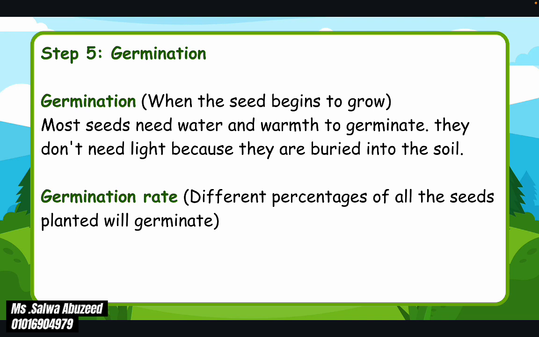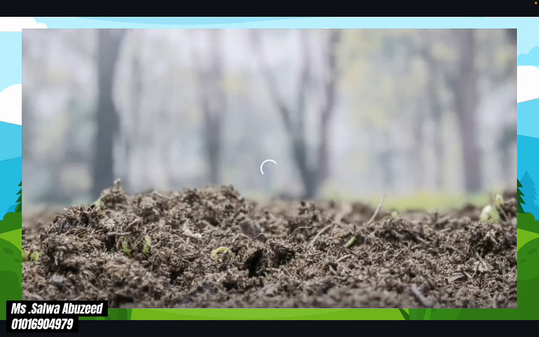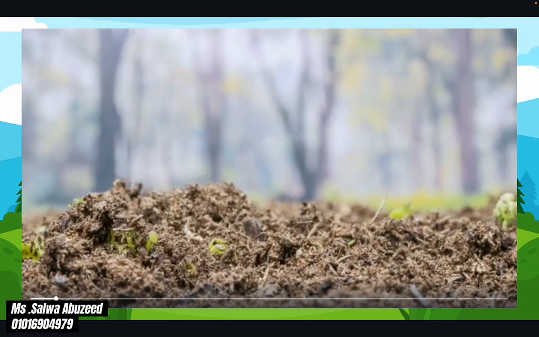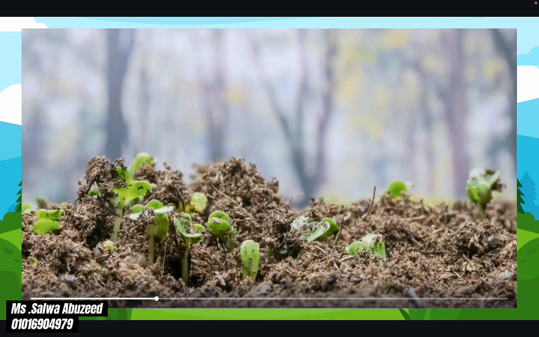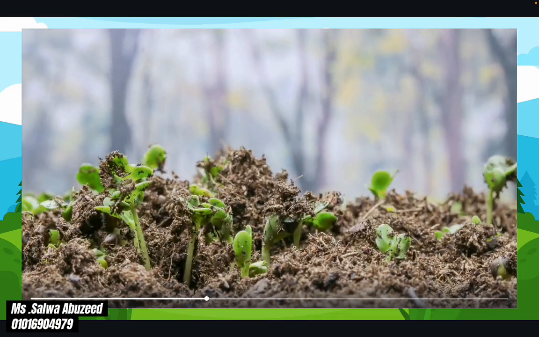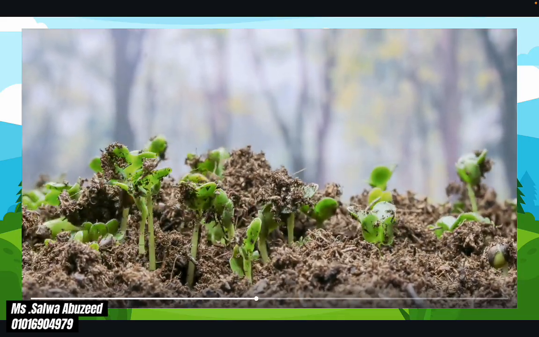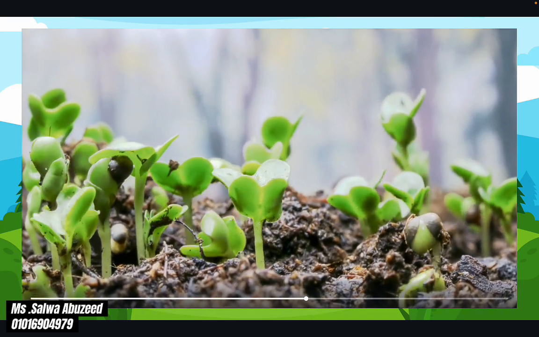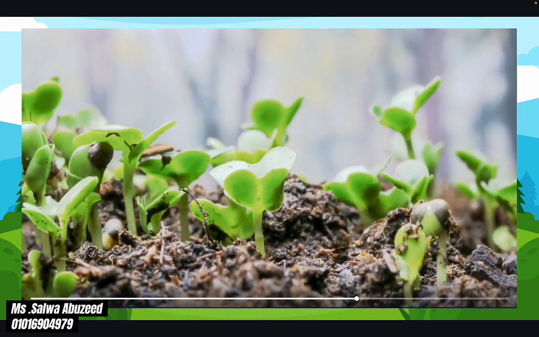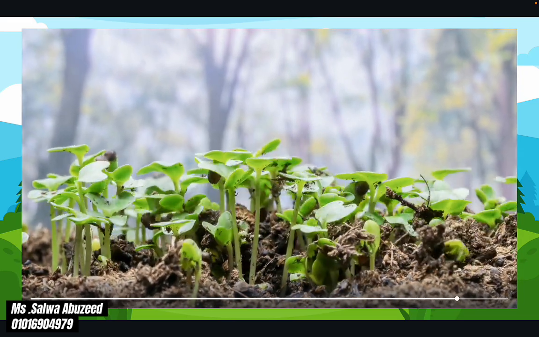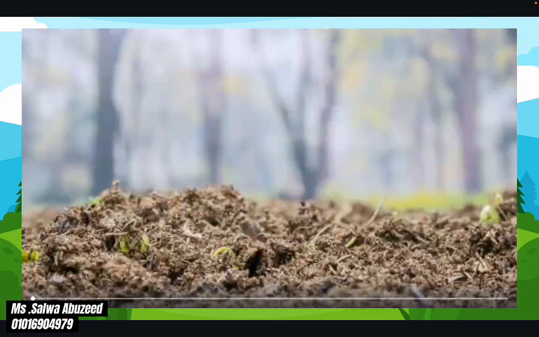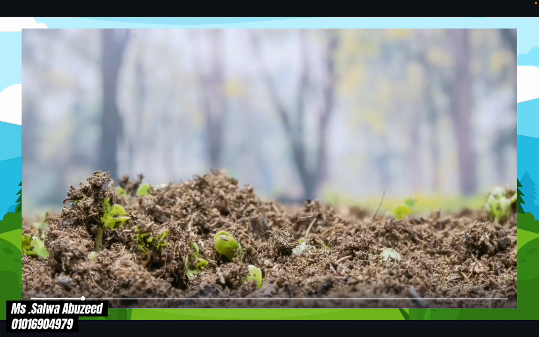What is the germination rate? Different percentages of all seeds planted will germinate. The germination rate is what you get when you have a number of seeds. Let's say you have 10 seeds. Planting 10 seeds in the soil doesn't mean you will have 10 plants. Some of them will not grow. Scientists and botanists think in terms of a percentage of growth. So let's say 25 percent will die and 75 percent will survive.